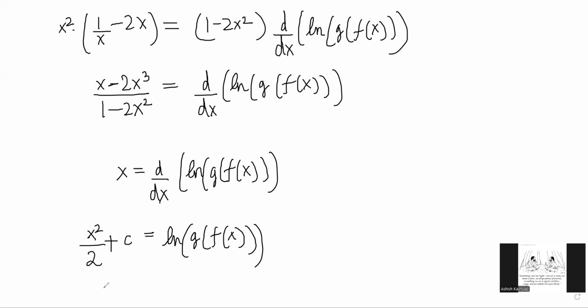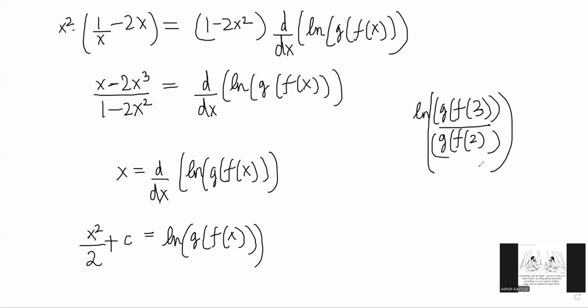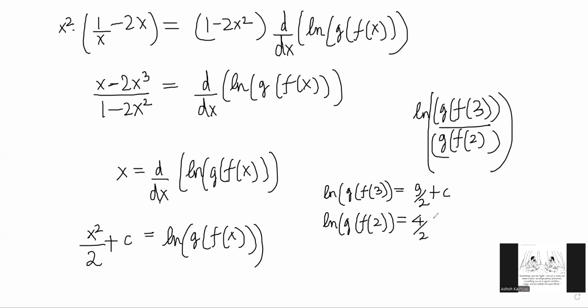Now, what we need is the ratio of ln of g of f of 3 divided by ln of g of f of 2, right? This ratio is being asked in the problem, with a GIF outside. So ln g of f of 3 is simply 3 square by 2, so 9 by 2 plus c, and ln g of f of 2 will be 4 by 2 plus c. The difference of these two will give me this, and that is clearly 5 by 2, right? And the GIF of 5 by 2 is easy, and that is 2. So the answer for this problem is 2.